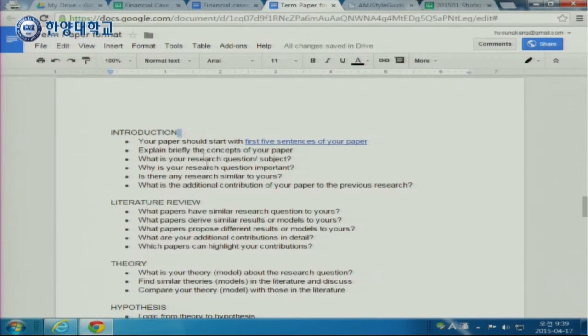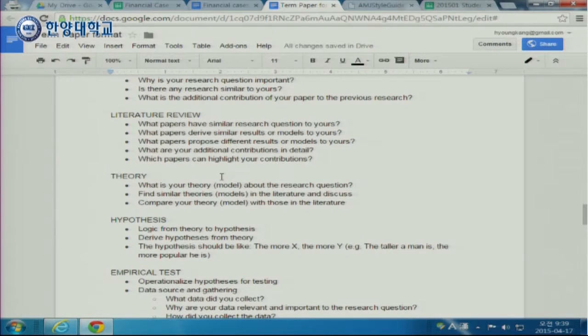And then the literature review. What papers have a similar research question to yours? So basically, this part is in line with the unfolding literature section in the inductive part. But anyway, in the literature review, write down what papers have similar research questions to yours, what papers derive similar results or models to yours, what papers propose different results or models to yours, what your additional contributions are in detail, and which papers can highlight your contribution.